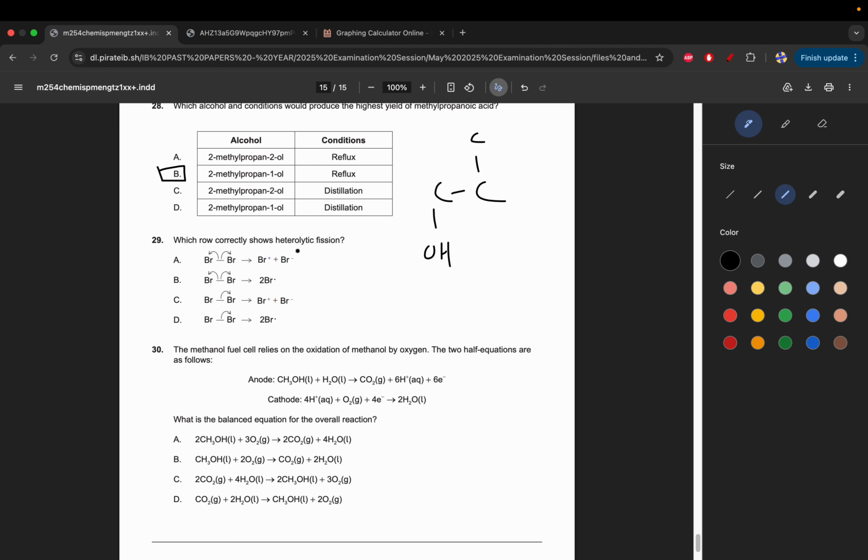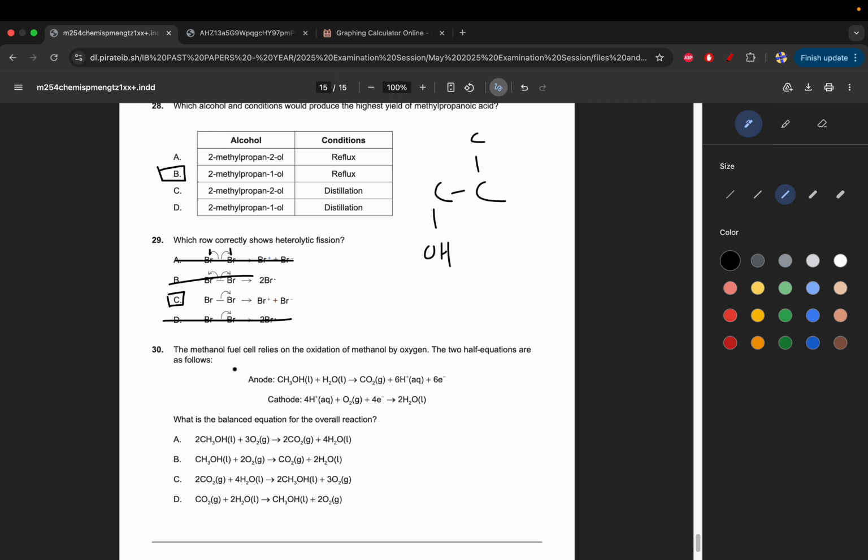Which rule correctly shows heterolytic fission? Heterolytic fission means that one side gains both electrons and the other side gains none. In these situations, first of all, they should be drawn with a half arrow. If it's one electron to each side and they're the same afterwards, then it's going to be homolytic fission. So we know it's not these two. You should be creating two things that are different, that's why it's heterolytic. So it's definitely not going to be D, because you produce two of the same thing. So it's going to be C.